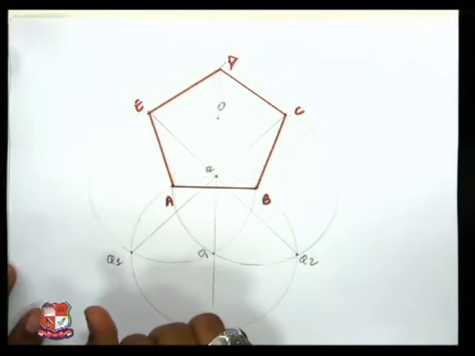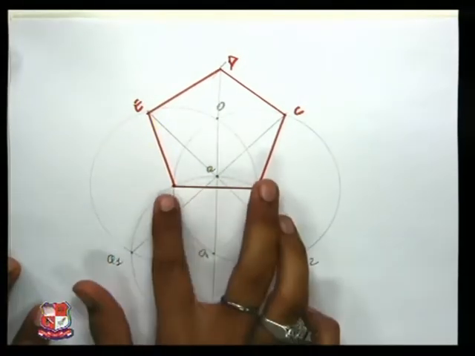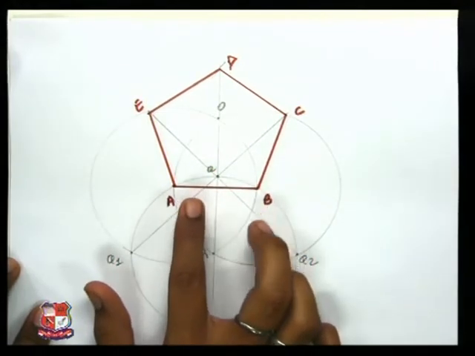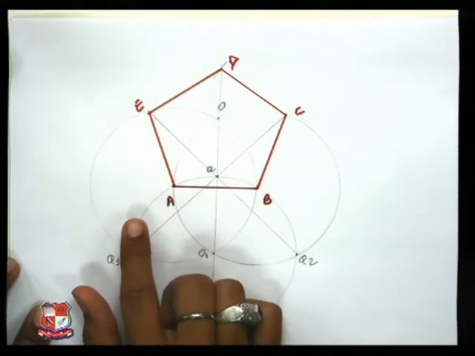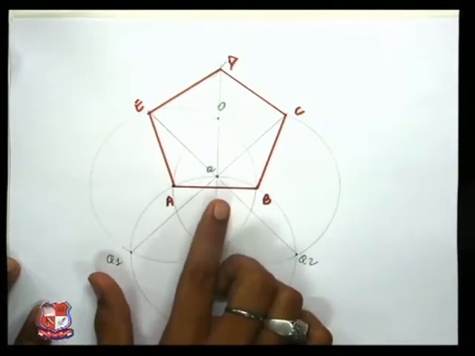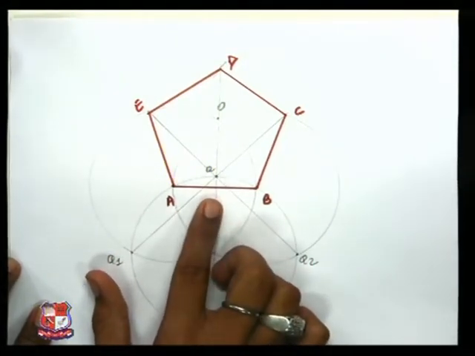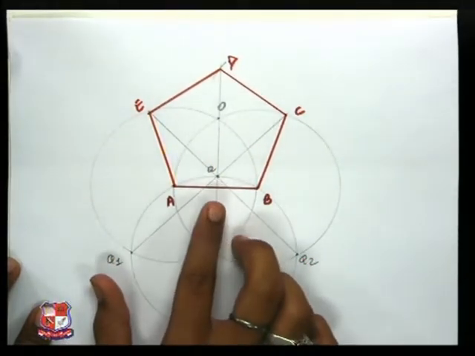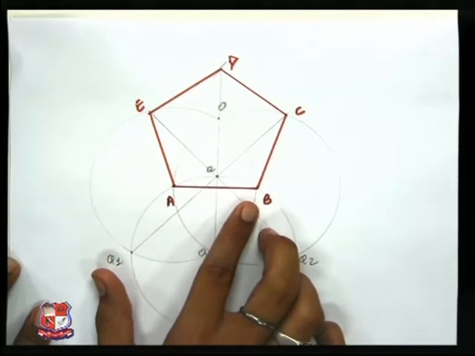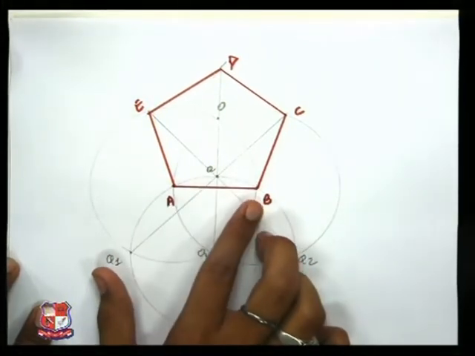We'll see how we can draw it once again. First of all, if you have been given the side length, then take the side length. If you have been given the diameter of a circle, then take the radius. Over here, the diameter has been given, so I have taken the radius as 25 mm, drawing a line of 25 mm.